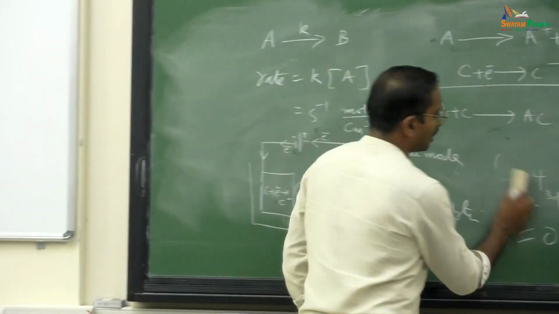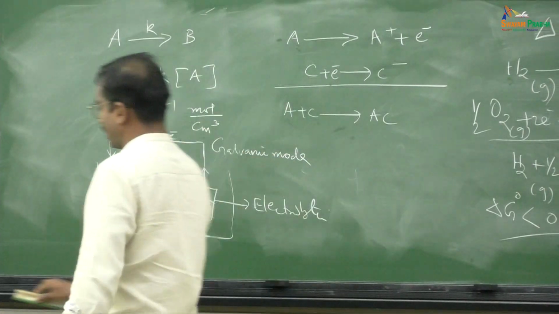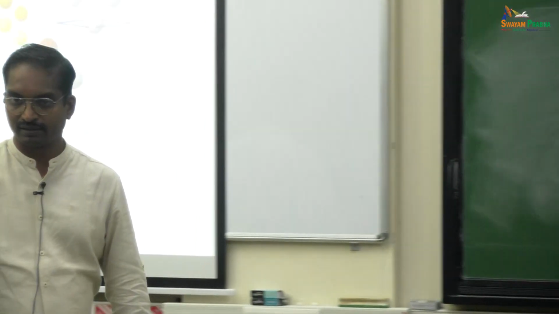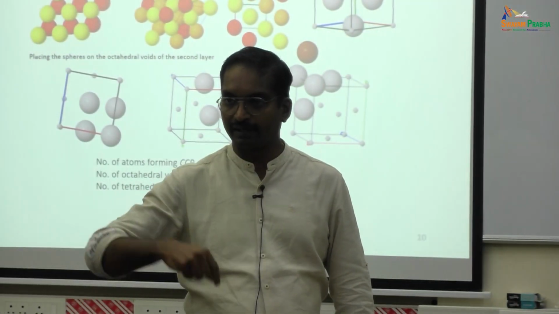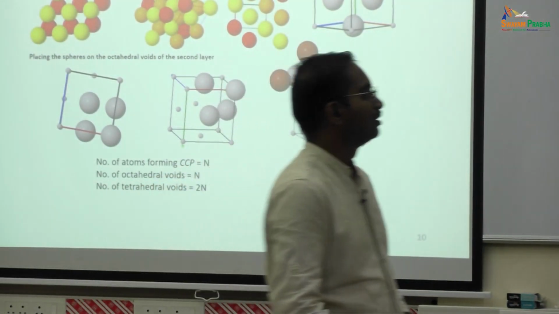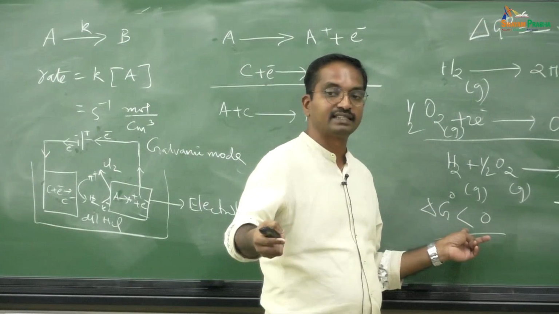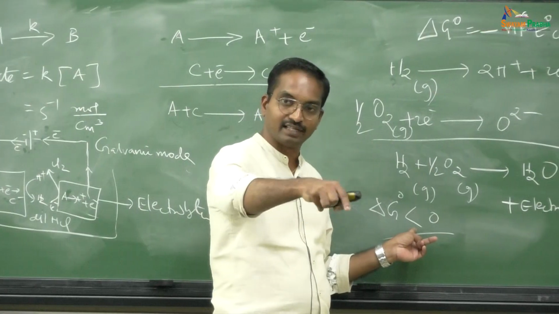So, now let us look at this problem. If delta G is negative, this is a galvanic process, right? It will give energy to you. So, in some reactions where thermodynamics says delta G is negative, but you may not see it happening, for that you need to put in the catalyst, then it will happen.